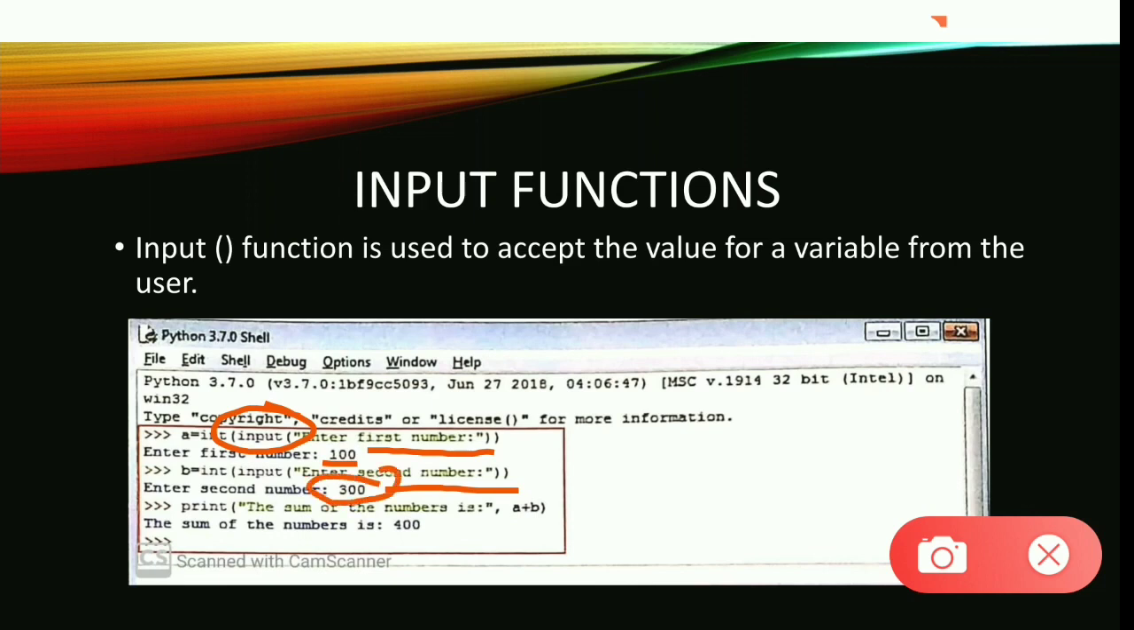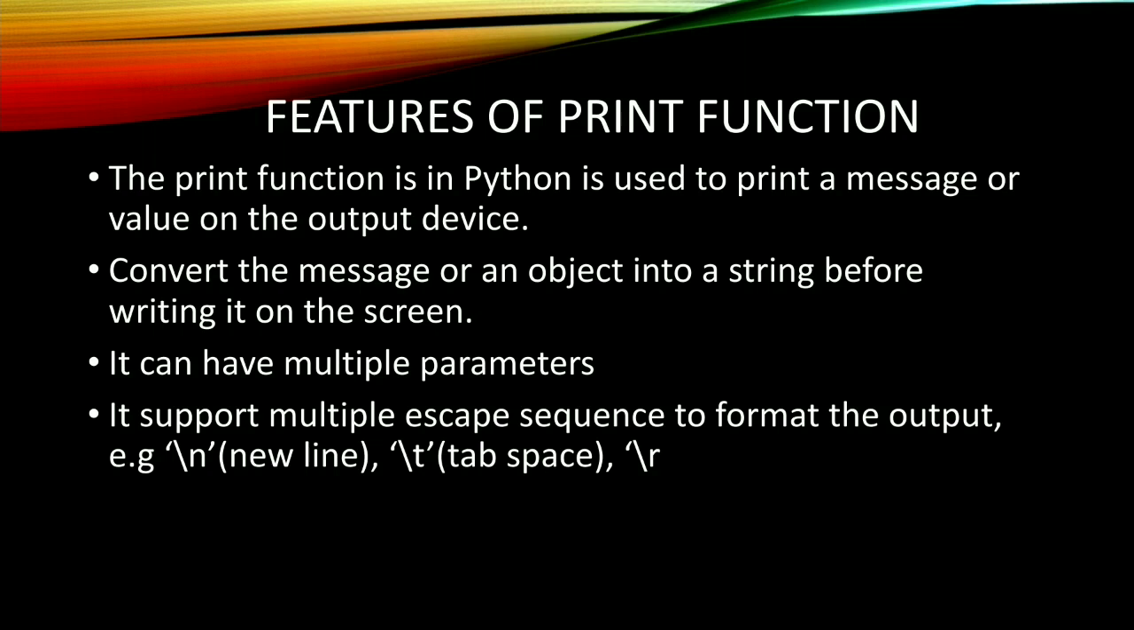Okay. After this, the user can get the sum of A and B. The user gets 400 as output here. With the help of the input function, the user gets the chance to give their value at the time of execution. Okay, let us see our next heading, that is features of print function.